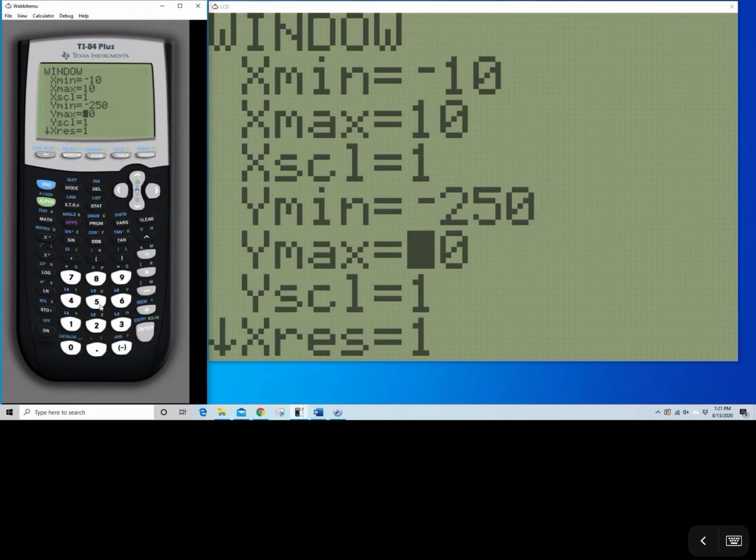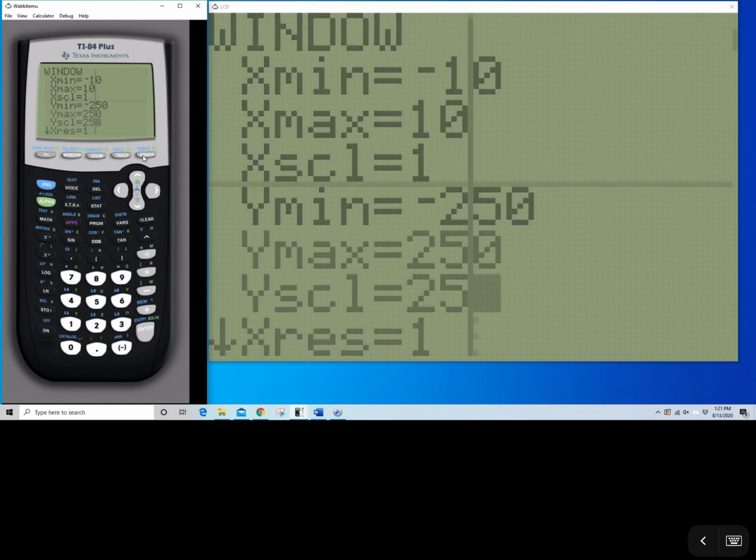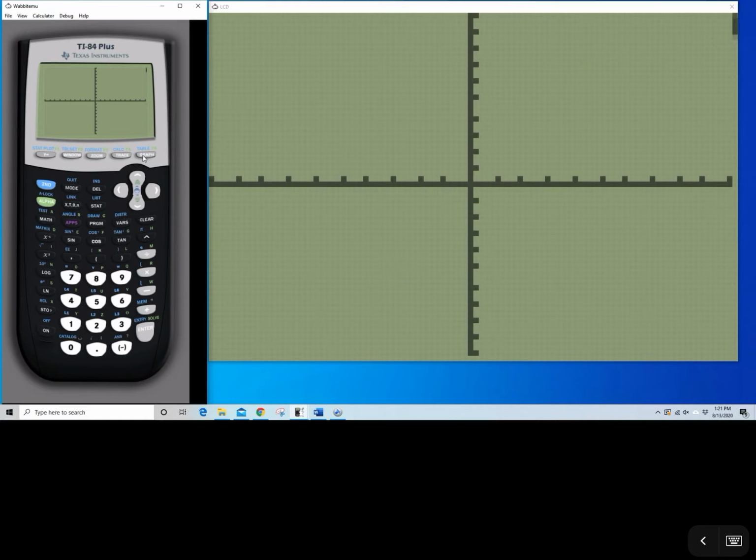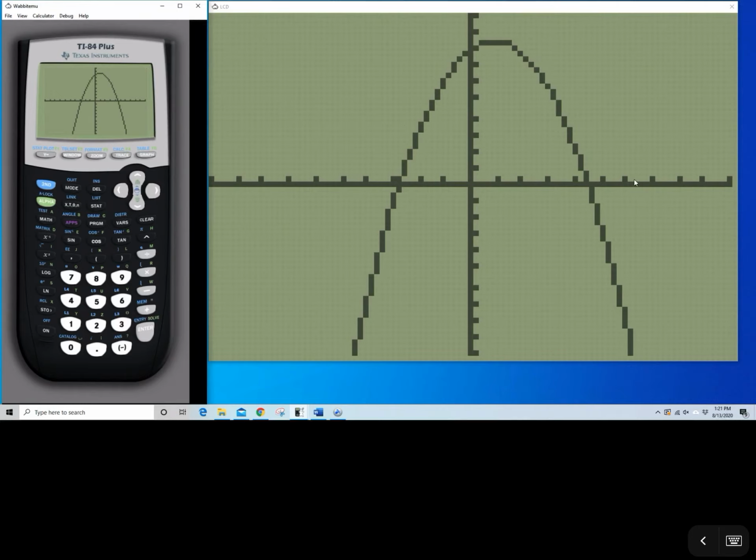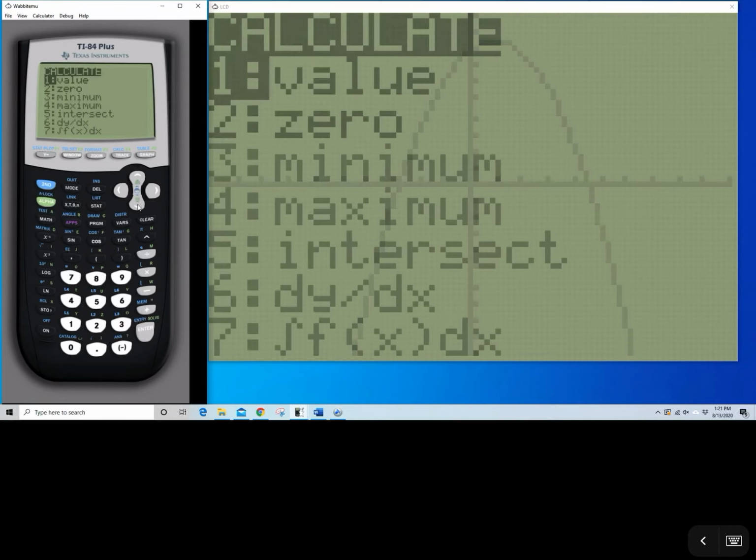So let's go ahead and go into window. For the moment, I'm just going to leave the x part of the window as negative 10, positive 10. But I'm going to change the y part of my window to negative 250, positive 250, and I'm going to count by 25s. Now hit graph. This is going to be a much better window. Look how great that parabola looks. You can really see the parabola well, which is also going to make finding this x-intercept much easier.